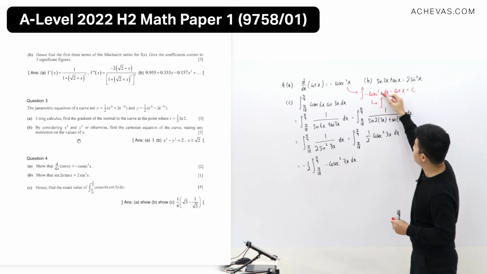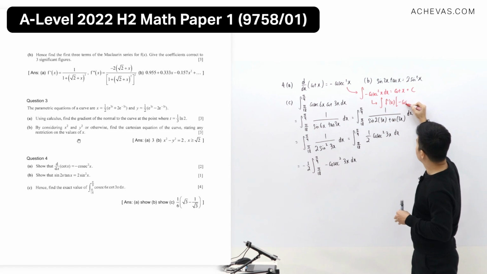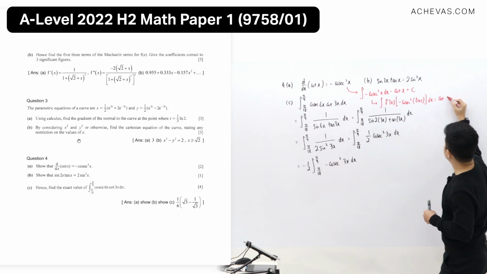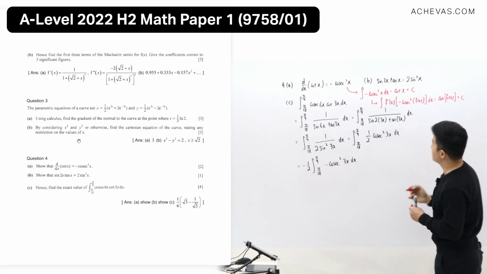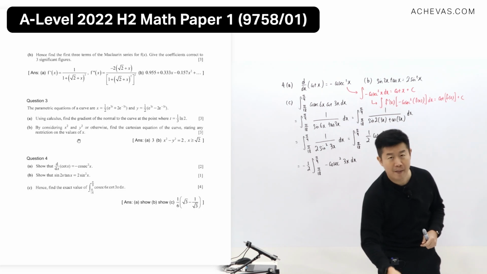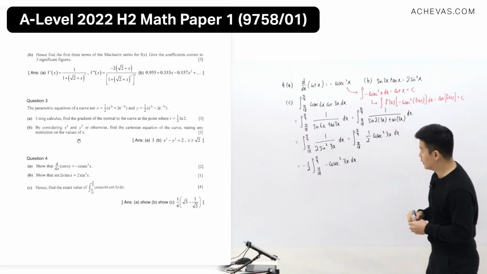So if I were to replace x here by f x, to make it work, we will just need a f prime x here, then negative cosecant square, then replacing x by f x. So this will be cotangent f x plus c. Okay, this is how I'm going to be making use of part A to try to integrate this.